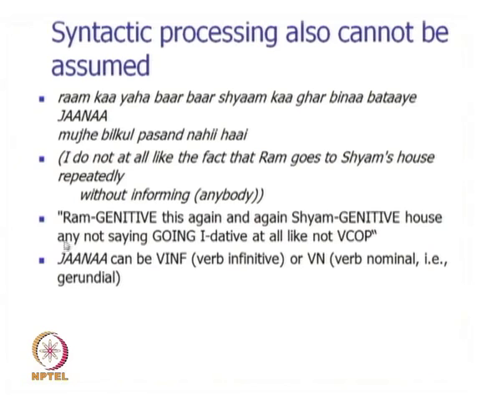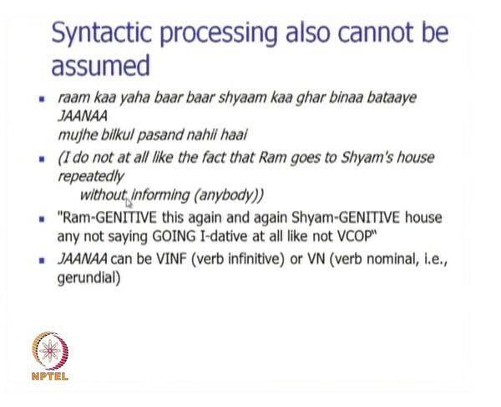Jana. Okay. So, if we look at the features of the words, in particular of the proper nouns here, Ram is in genitive form here, Ram ka. Sham also is in genitive form, Sham ka. So, the gloss of the sentence would be Ram genitive, this again and again, Sham genitive, house, without saying, going, I dative, at all, like, not, weak of.